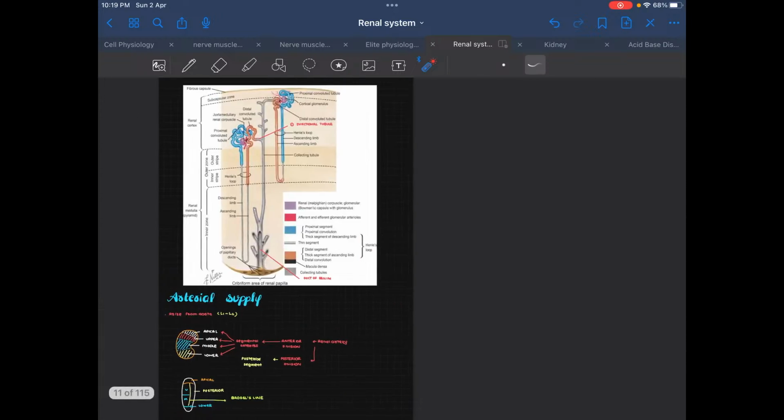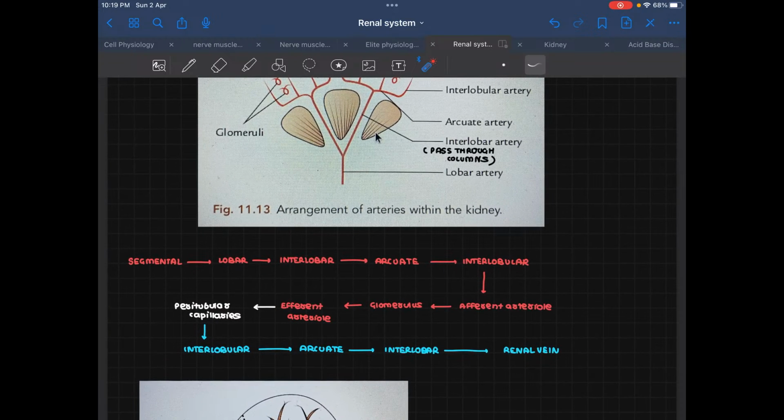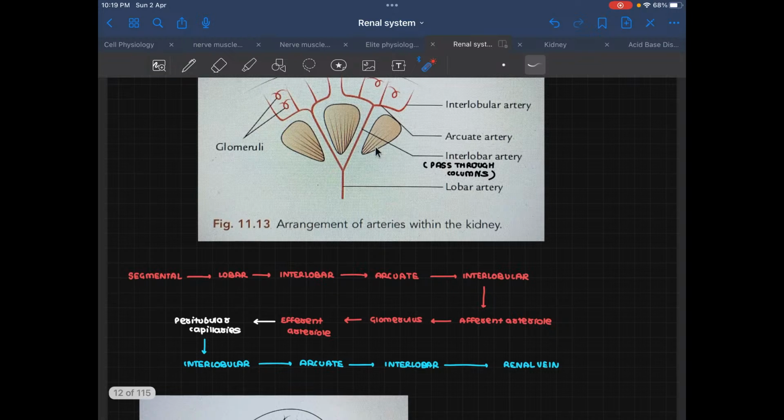After giving these segmental arteries, we move further. After the segmental artery, we have the lobar arteries. The lobar arteries then give the interlobar arteries. These interlobar arteries then form the arcuate arteries. These arcuate arteries later give rise to the interlobular arteries. So we move down from lobar to interlobar, then arcuate, and now the interlobular. And the interlobular artery gives the afferent arteriole, and later on we know what happens, right?